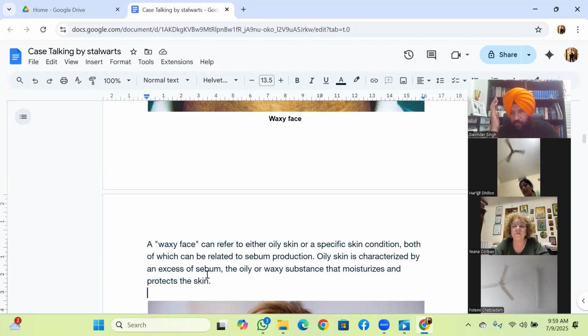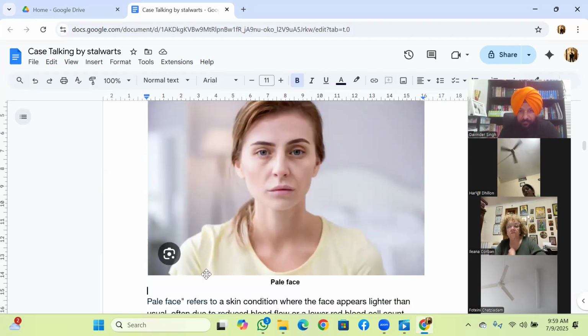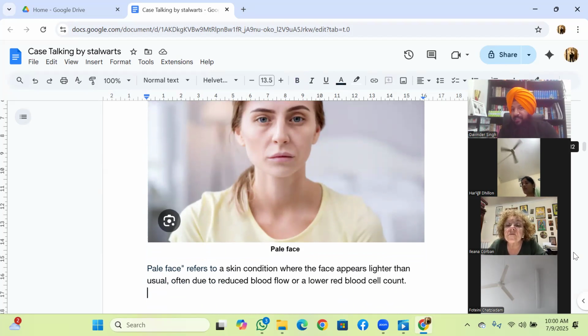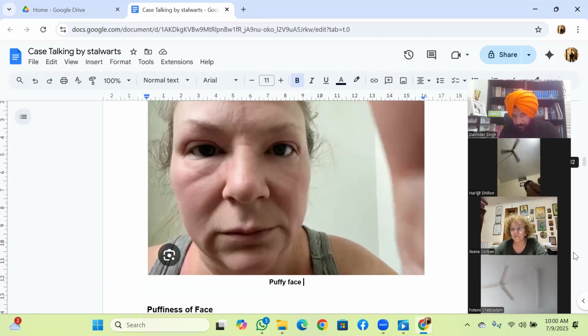Second, just the face. When we look at the face, we have to understand the quality of the face. Then, pale face, paleness. Look at the lips and the eyes. Paleness refers to a skin condition where the face appears lighter than usual, often due to reduced blood flow or lower red blood cell count.